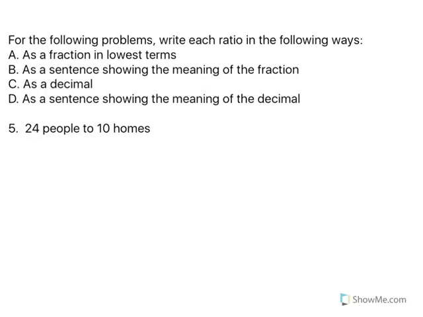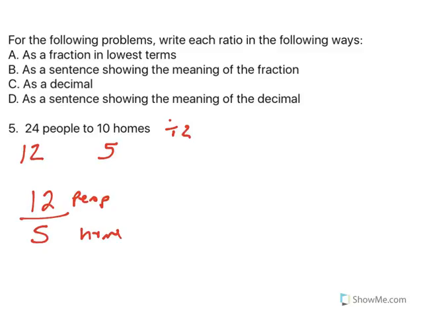I've got 24 and 10. They're both even, so I'm going to divide each by 2, and I get 12 people to 5 homes. So my fraction will be 12 over 5. Now, people are on top, homes are on the bottom. So your sentence: there are 12 people for every 5 homes. You're just putting the words in a sentence.